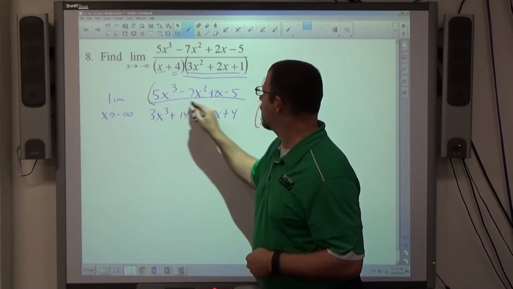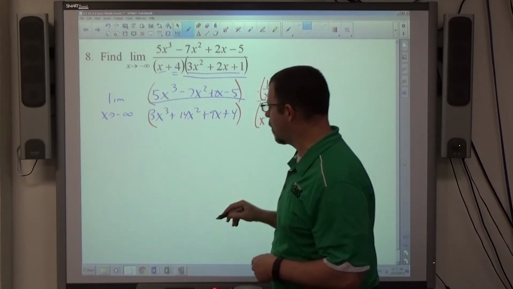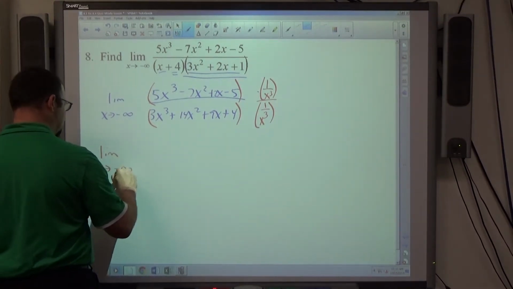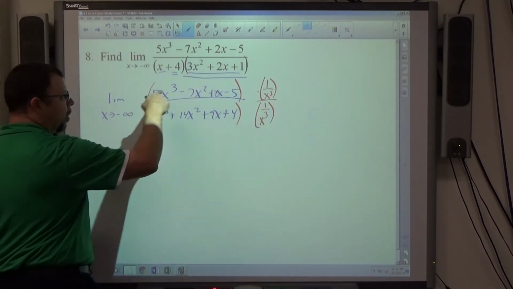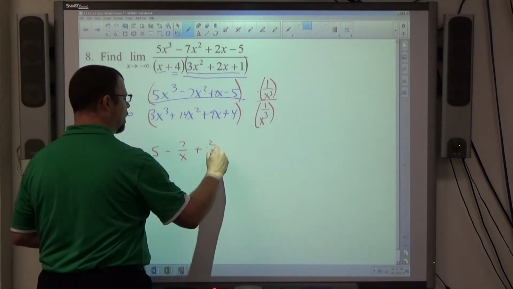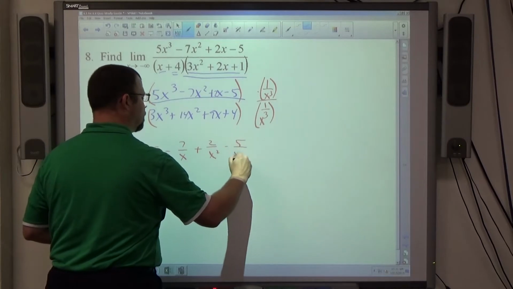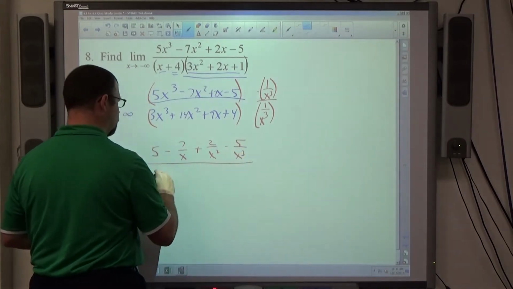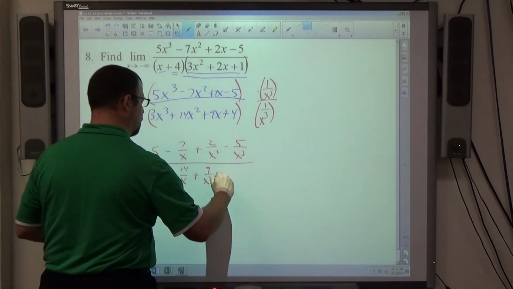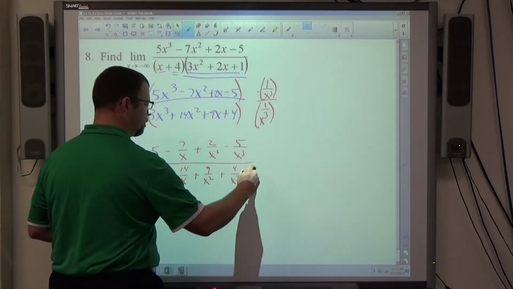I'm going to do the entire top and the entire bottom times that. So I've still got the limit, x still approaching negative infinity. And if I multiply 1 over x cubed times all this, I'm going to get 5 minus 7 over x plus 2 over x squared minus 5 over x cubed over 3 plus 14 over x plus 9 over x squared plus 4 over x cubed.